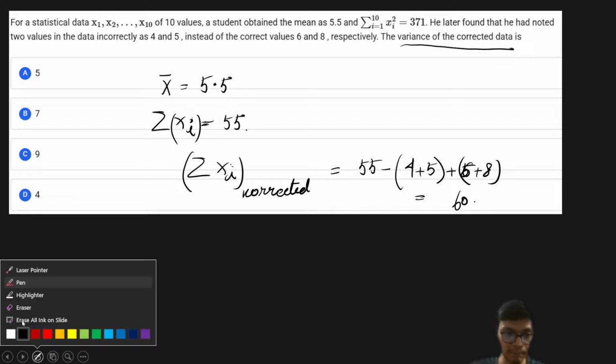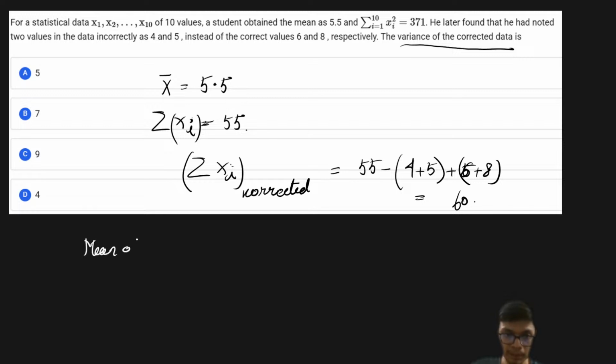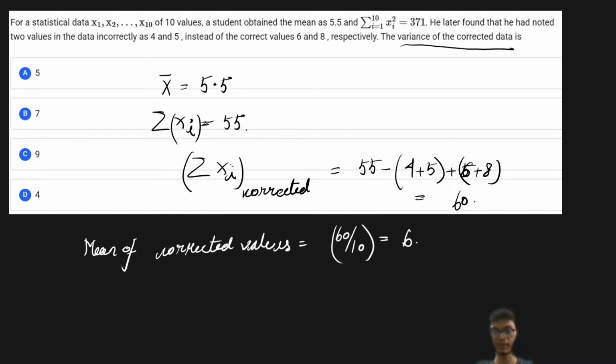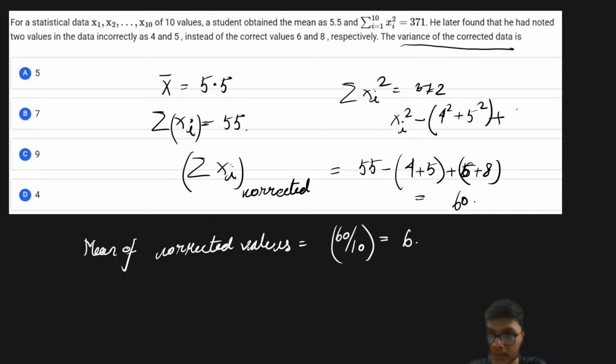So we can calculate the mean of the corrected values. The mean of the corrected values is equal to 60 upon 10, because there are 10 observations, so that is equal to 6. Now when he took the values wrong, the summation of xi square was 337. I have to adjust for the correct values, so I subtract the squares of the wrong values and add the squares of the correct values. Very simple. This is going to come out as 430.